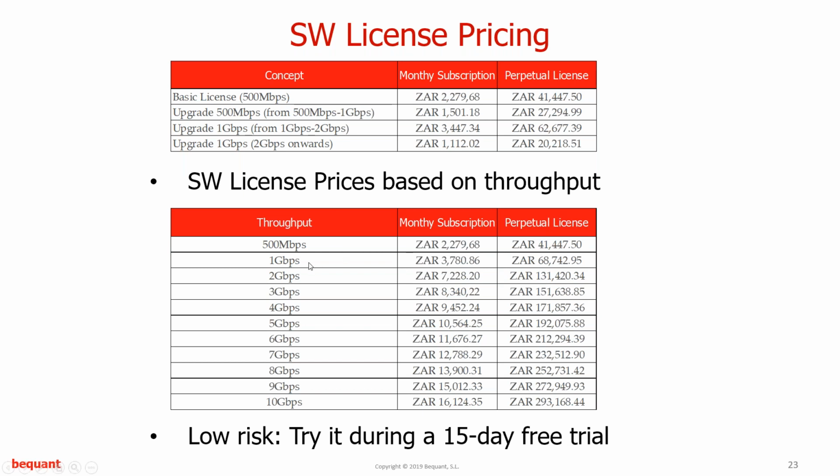Depending on this, you can also buy a 500 megabits per second license and then upgrade to 1 gigabit per second. The price will always be just the difference between the two. You can keep adding as you grow in capacity, and we will never stop.